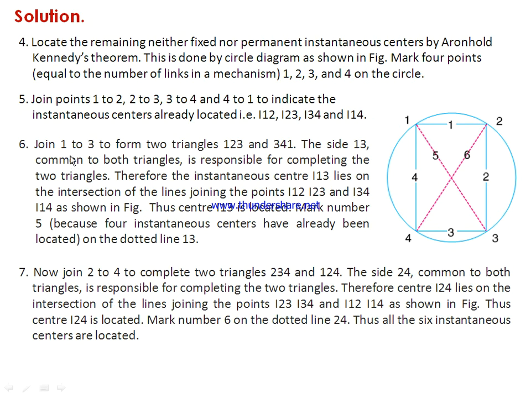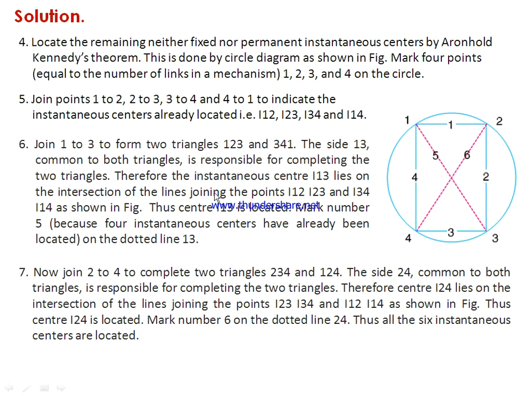Now next, join 1 to 3 to form two triangles, 1, 2, 3 and 3, 4, 1. The side 1, 3 is common to both triangles, and 3, 4, 1 and 1, 2, 3 are the two triangles it completes.